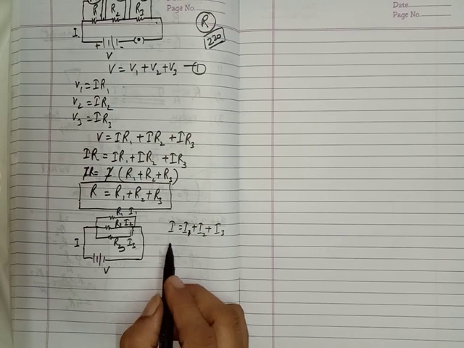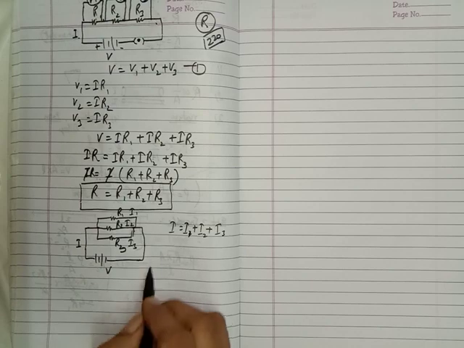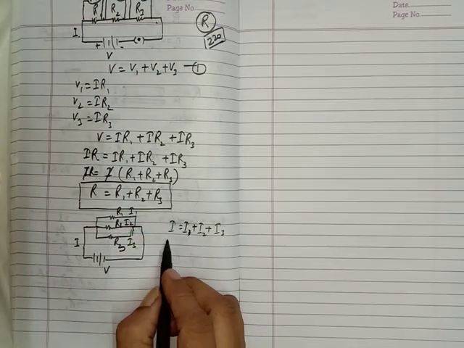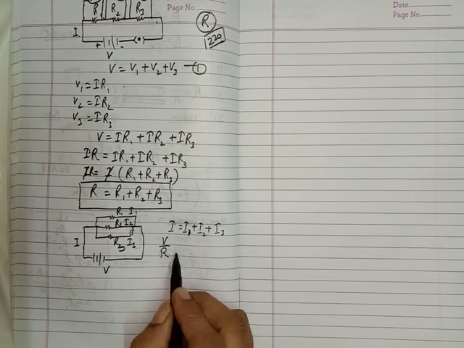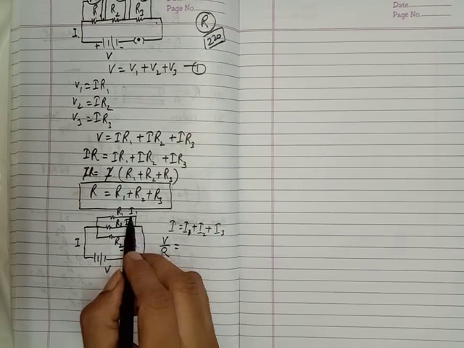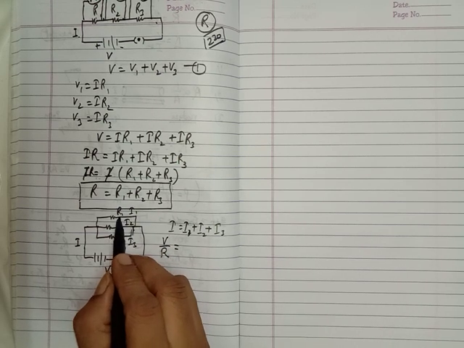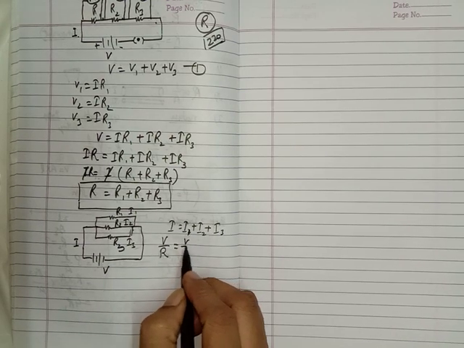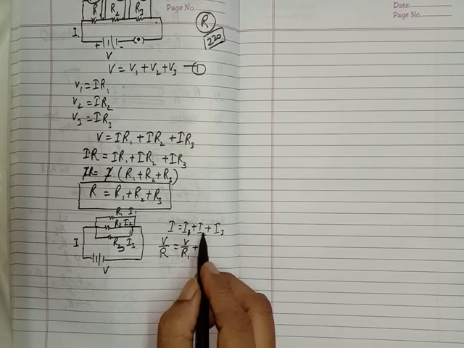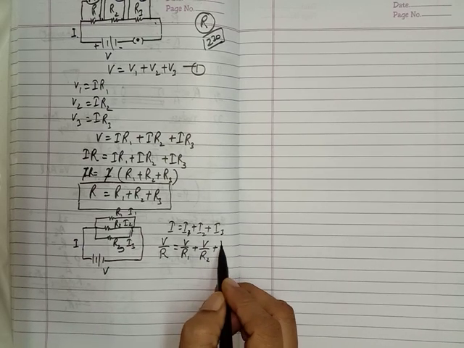Now if the total resistance of the circuit is R, for this combination the total resistance is R. According to Ohm's law, we know that I is equal to V upon R. And what about I1? I1 is equal to V upon R1. We know that the potential difference of R1 is the same as V. So I1 is equal to V upon R1, I2 is equal to V upon R2 and I3 is equal to V upon R3.